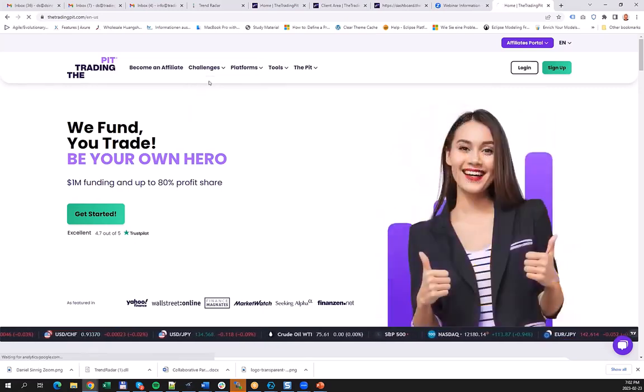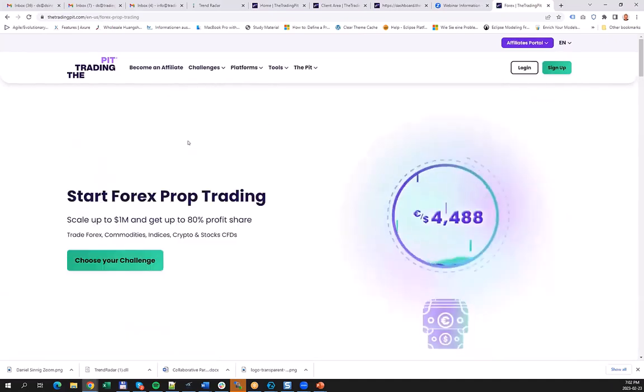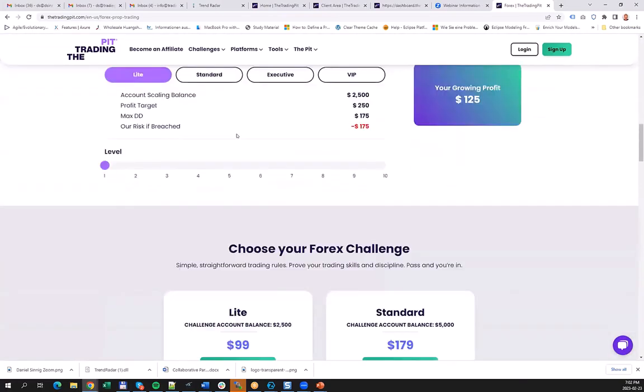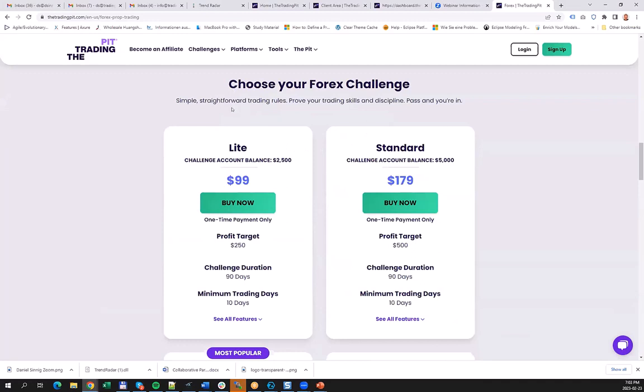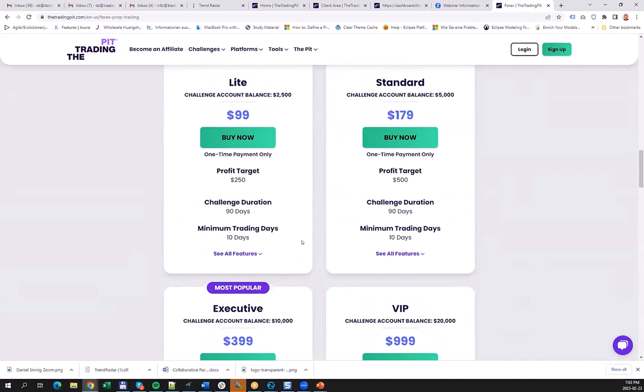So if you go to the Forex challenge, for example, just to walk you through, you have different options. And by just scrolling down a little bit, you can choose between different types of challenges. For the challenge part, we have 4 types: light, which is at $99, standard, executive, and VIP. As a rule of thumb, and this is typical for any firm, the higher the challenge fee, the bigger your live account will be afterwards. And oftentimes also the more beneficial the conditions are.